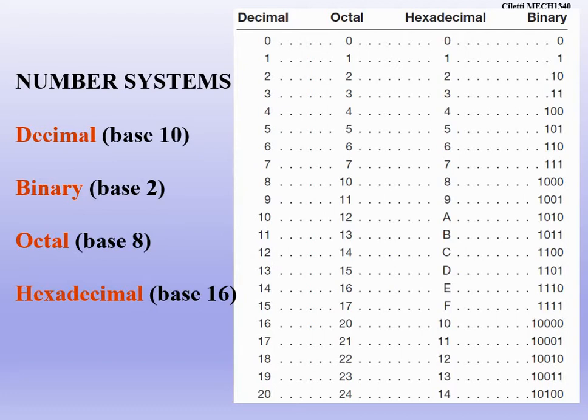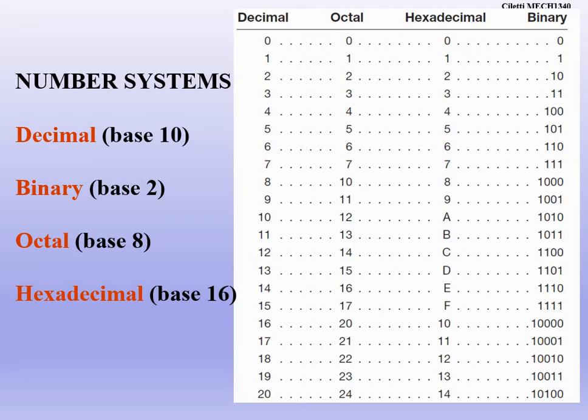So although it's 8 in decimal, it's 10 in octal. Then for hexadecimal, we use 10 digits and also 6 letters, because we have 16 places that we need to account for. That equates to 0 through 15 in decimal.